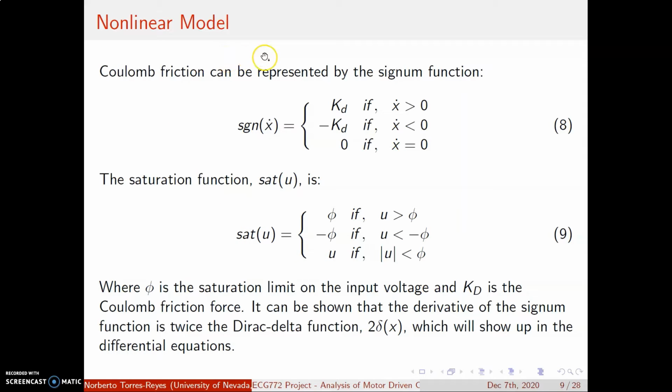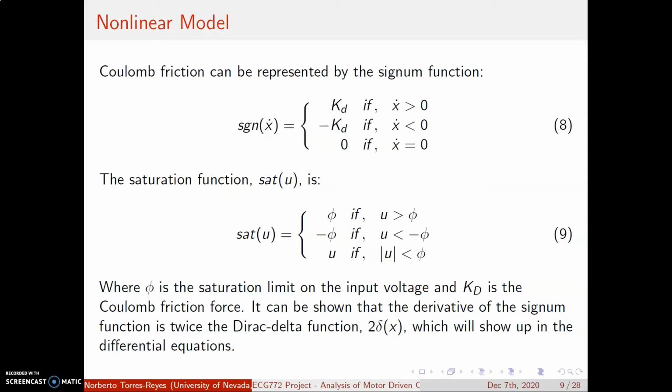For Coulomb friction, we could represent it with the signum function. So the signum of x dot is equal to kd if x dot is greater than 0, minus kd if x dot is less than 0, and 0 if x dot equals 0. So it's a constant term whenever there's velocity present, otherwise it's 0.